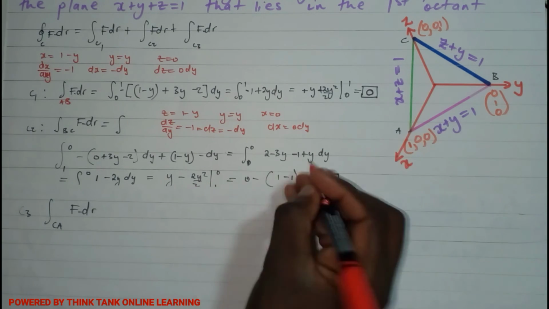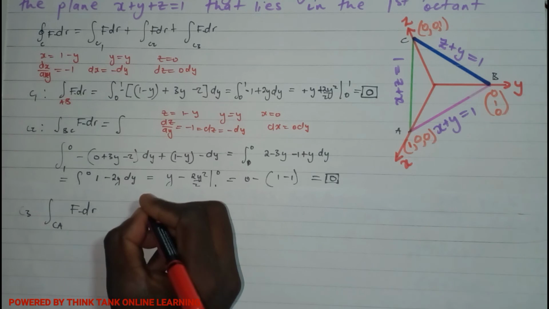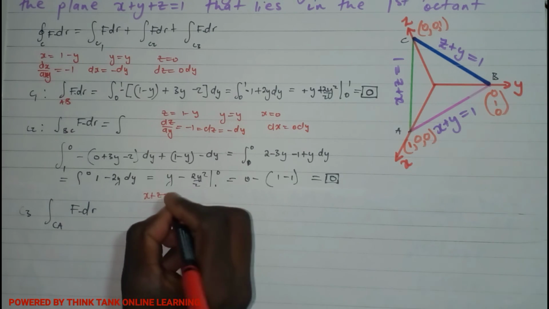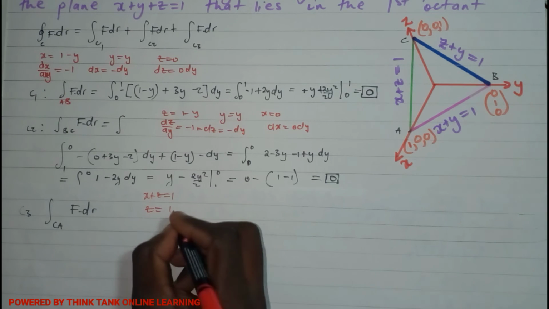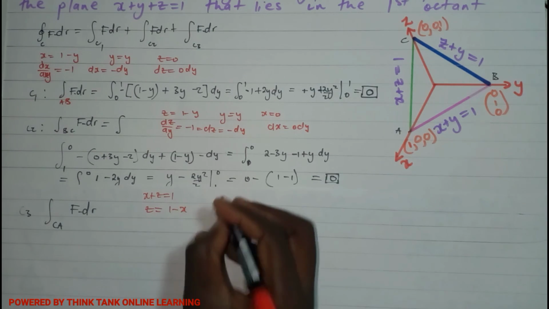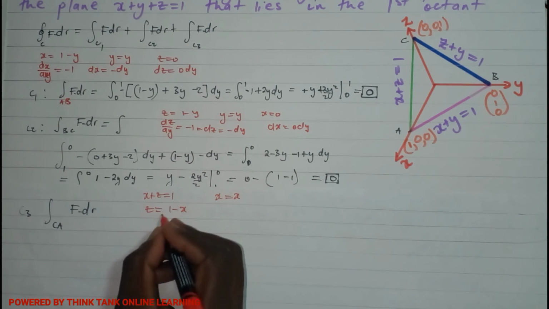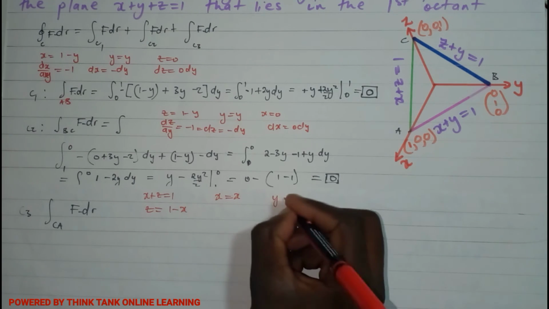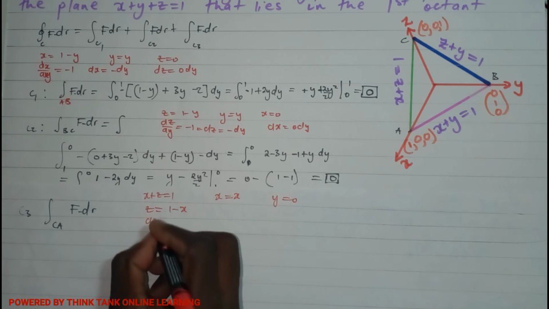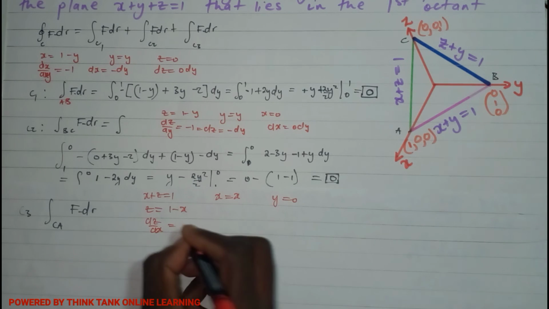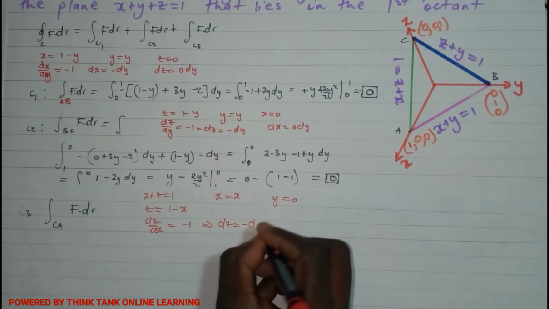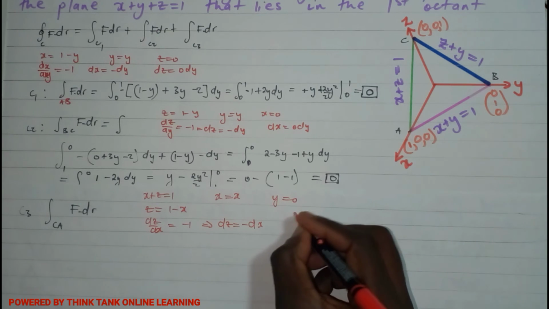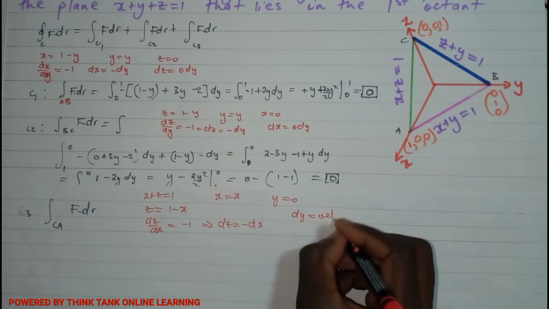So we have an equation of this line. The equation of this line is x plus z equals 1, and I want to make this a good formula, so z equals 1 minus x. That means x equals x, I've chosen x to be my parameter, then y equals 0. So dz/dx here is going to be negative 1. That means dz equals negative dx, and if y equals 0, that means dy equals 0 dx.